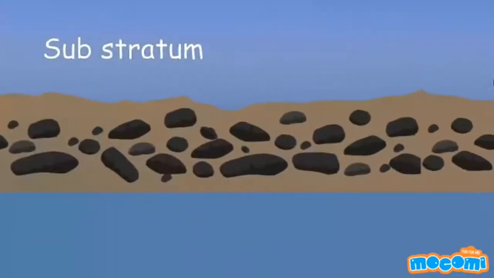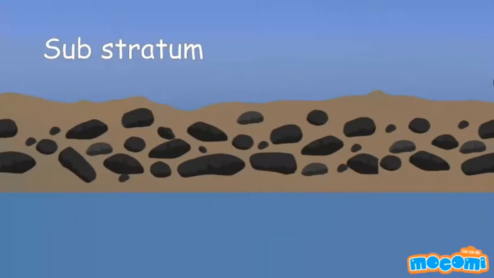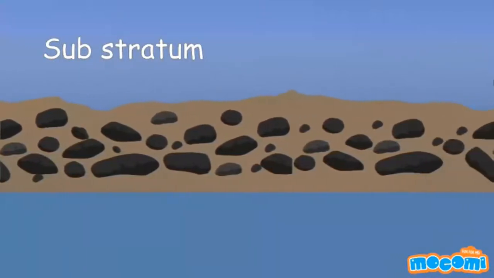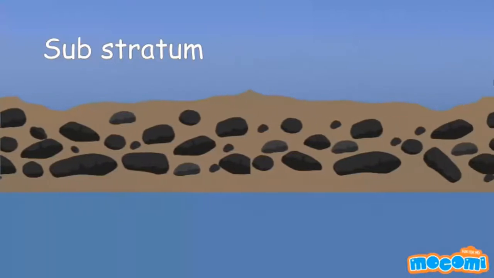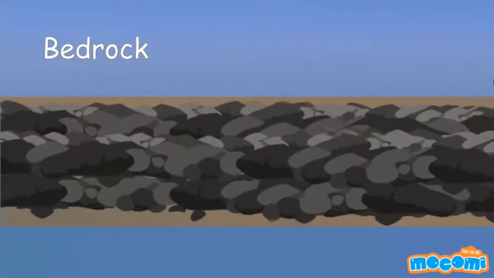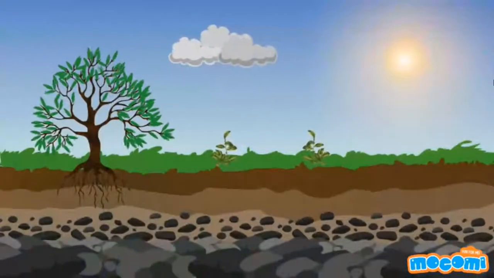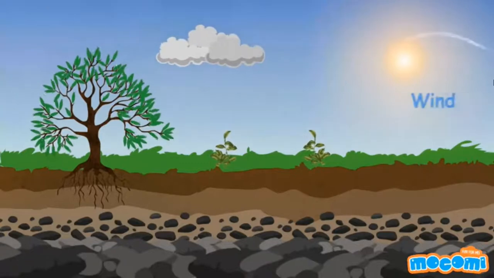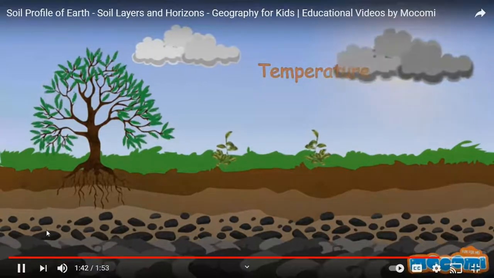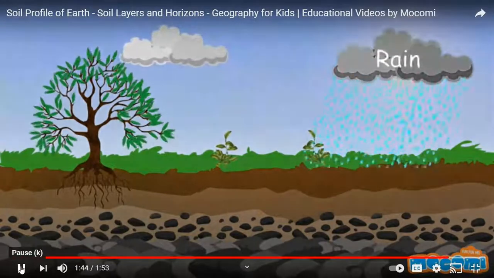Substratum. The layer of soil just below the subsoil is called the substratum. It mainly consists of partially broken or weathered rocks. These rocks keep breaking from the bedrock, which is just below the substratum. It is this bedrock that has produced soil over a long period of time. There are some important climatic factors which affect the soil profile and bring changes in the soil.